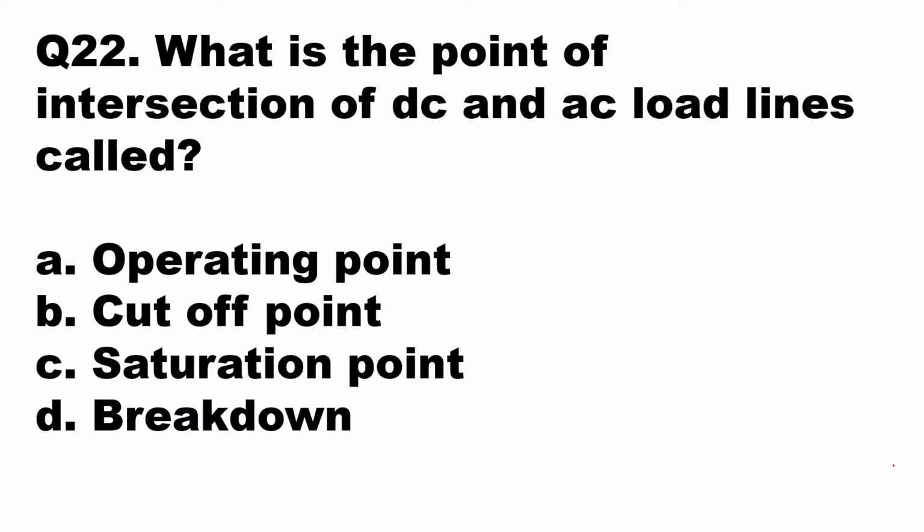Then the second question: what is the point of intersection of the DC and AC load line called? We have studied the DC load line, that is the load line drawn on the output characteristics when there is no AC signal applied, and we have also seen the AC load line, drawn on the output characteristics of a transistor when an AC load is applied. When these two lines intersect, that intersection point is called the operating point or Q point or quiescent point.